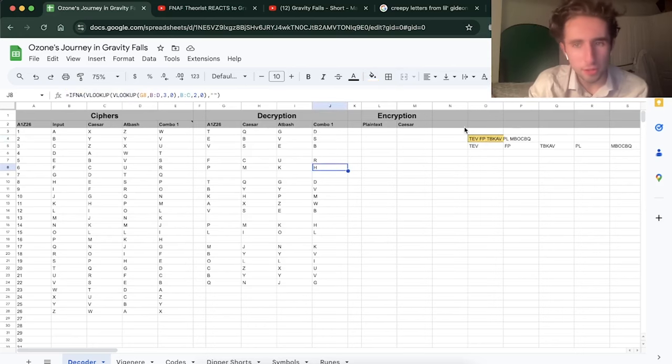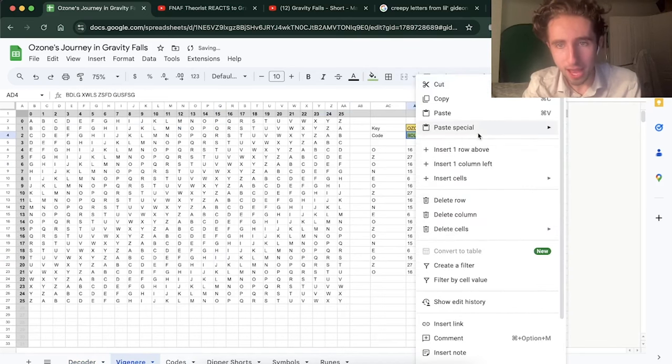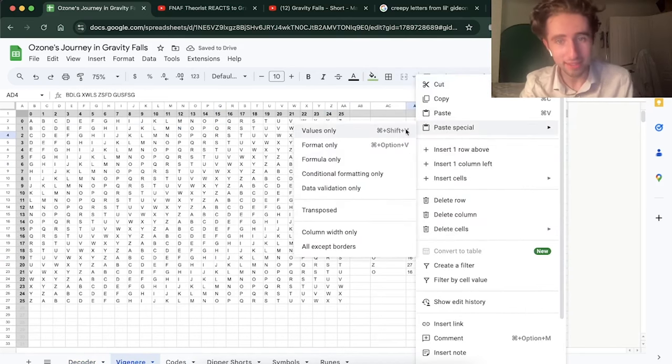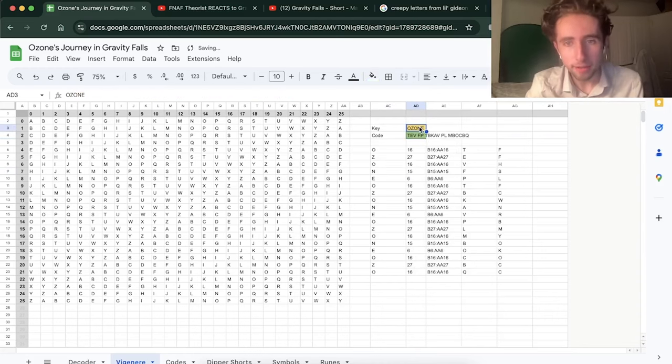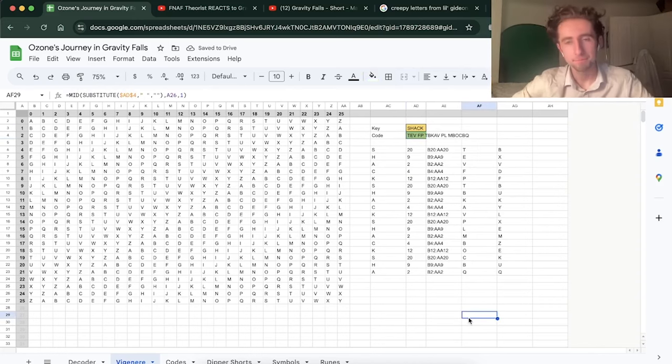And then a few of the letters, I'm like, could that be a P? Could that be a B? Is it a letter at all? I don't even know if this is going to be a code. My best guess right here is that it is a Vigenère, which means we put it in here. And my best guess is that the key isn't Ozone, but I think the key is Shaq. Damn it.